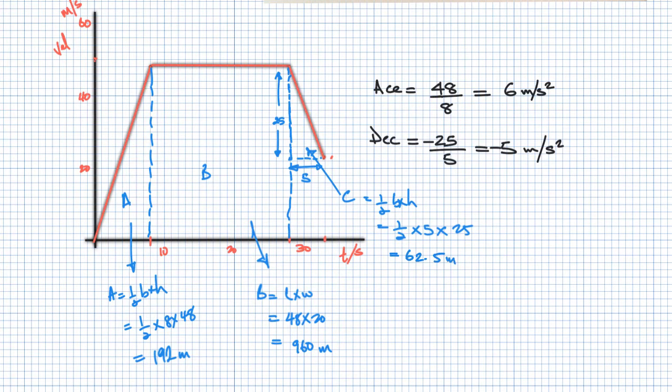62.5 meters. So therefore, the distance that this car has traveled is going to be the sum of all of these, 192 plus 960 plus that 62.5, which is going to give us a grand total of 14.5 meters. All right, so that's basically it there, guys.